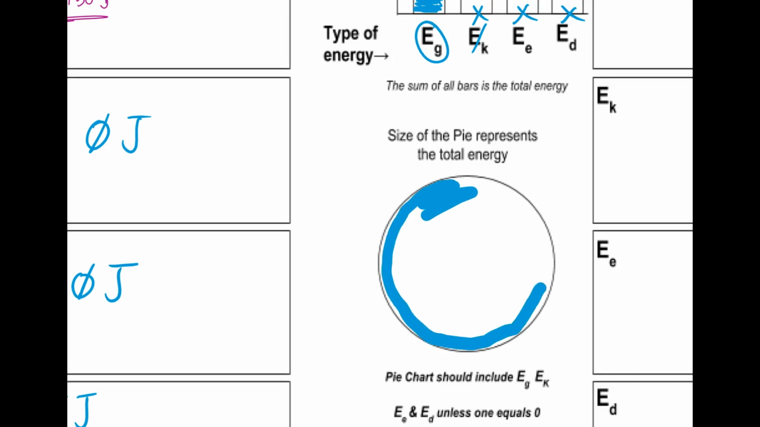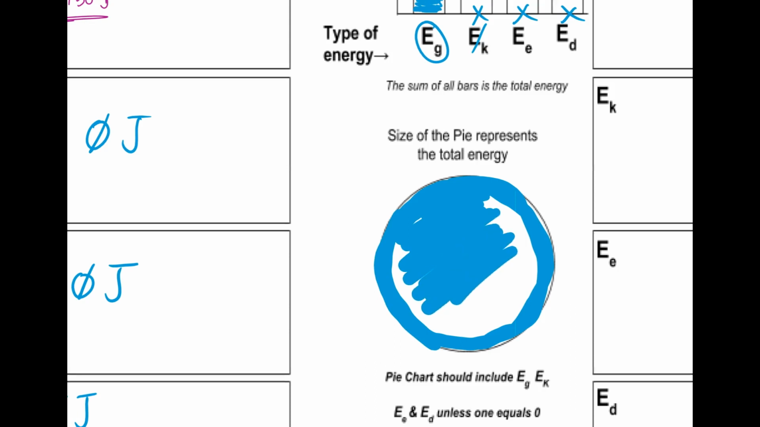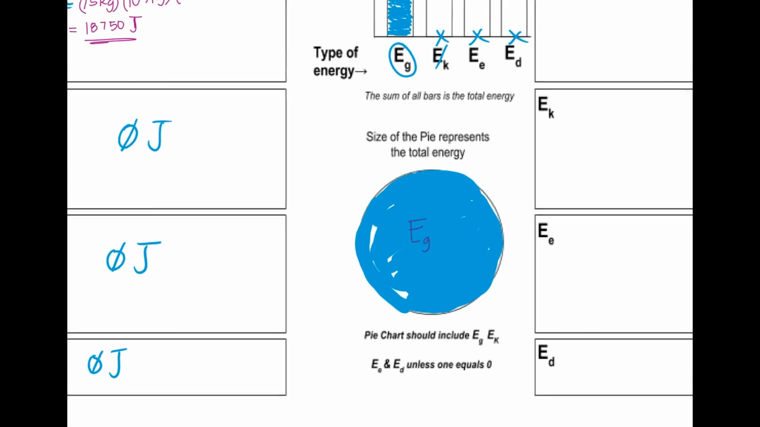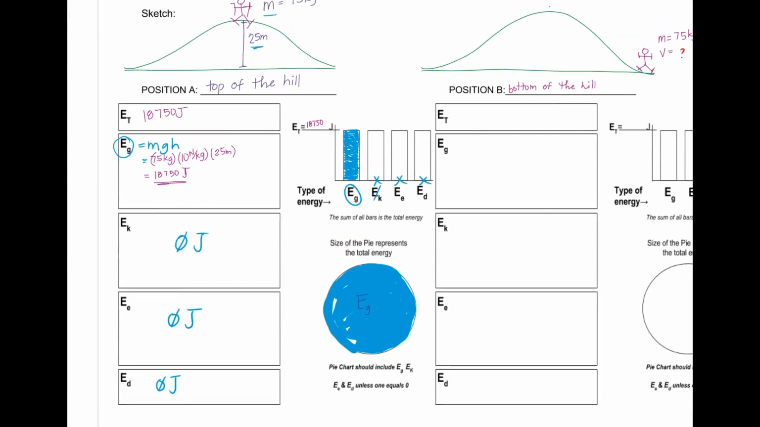So our full pie, the whole pie, is going to be EG. So we color it in, and then we label it EG. All right, and so this is what position A would look like. Now we're going to go ahead and move on to position B.